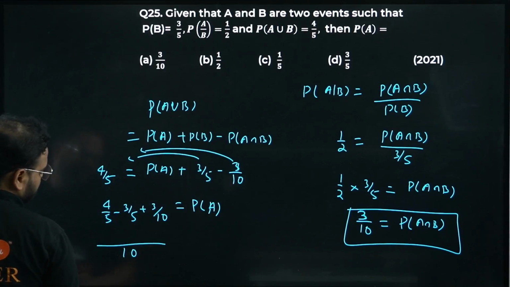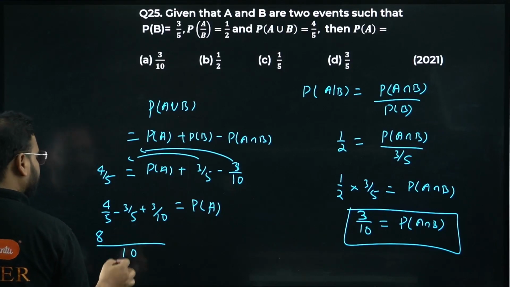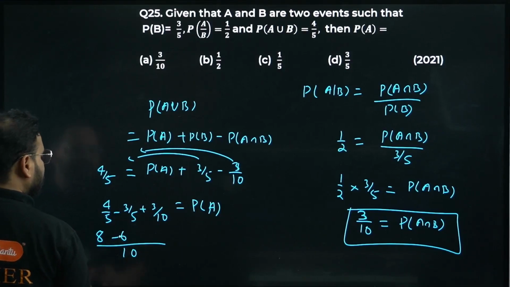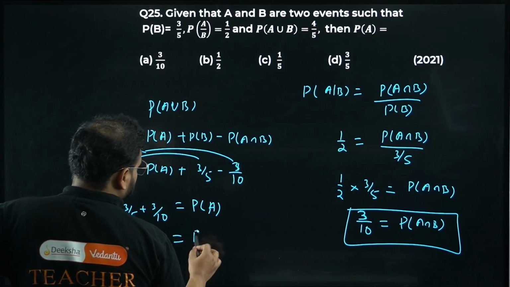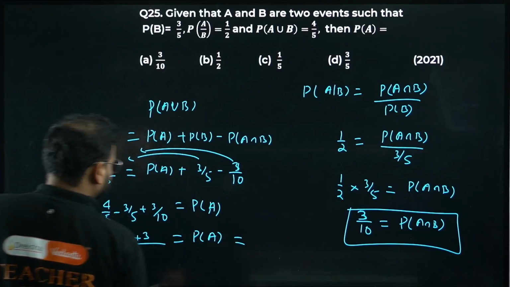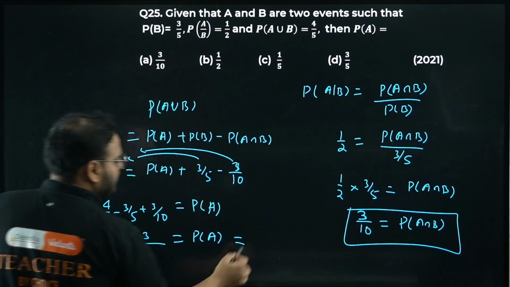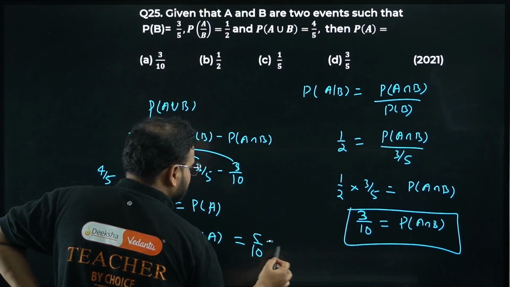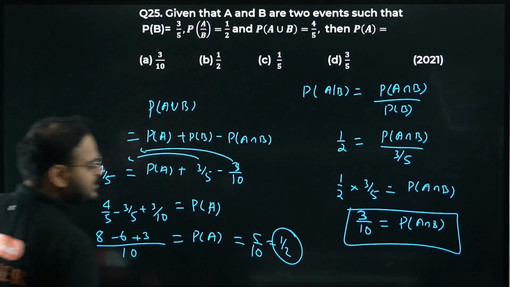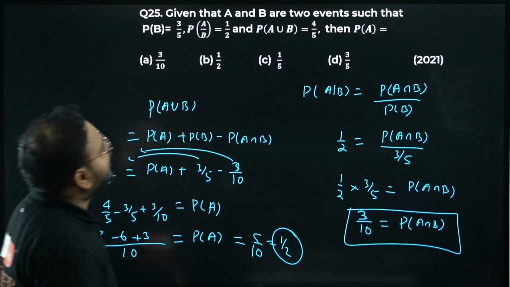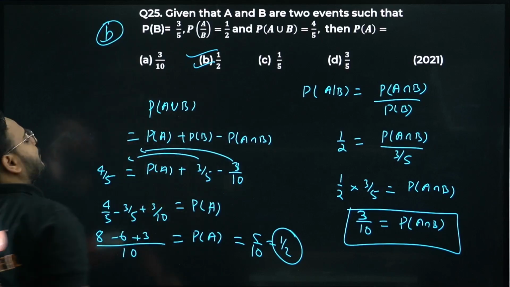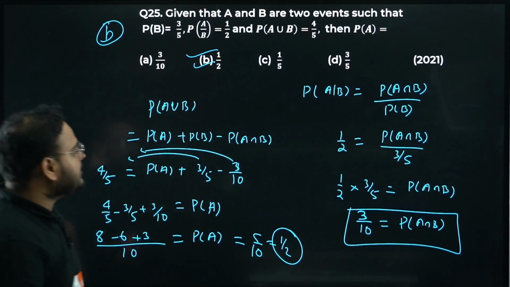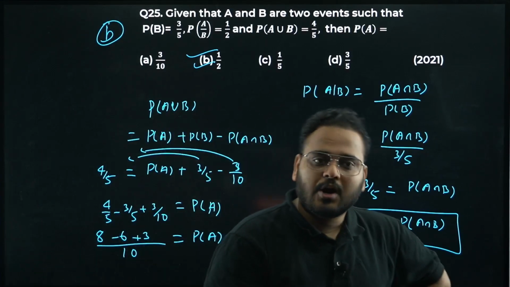I have here 5 2s, so 4 2s is 8, 5 2s, so minus 6, and plus 3. 8 plus 3 is 11, minus 6 is 5. So 5 by 10, basically 1 by 2 is the answer. Option B is correct. This is clear. 25th is done. Question number 26 now.